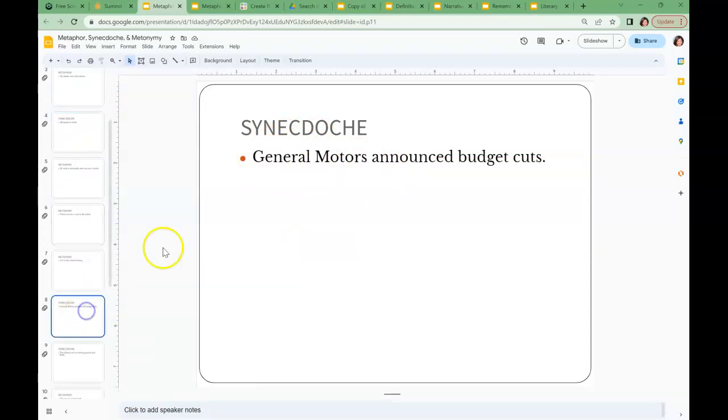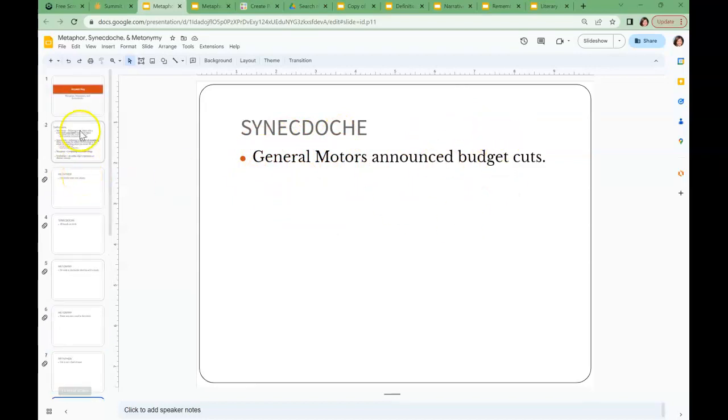Now, in contrast, General Motors announced budget cuts. Well, really, all of General Motors at the very exact same time did not talk in unison to announce the budget cuts. Really, like a person or two did this. But instead of referring to the person or two by name, they refer to them as the whole. General Motors announced budget cuts.